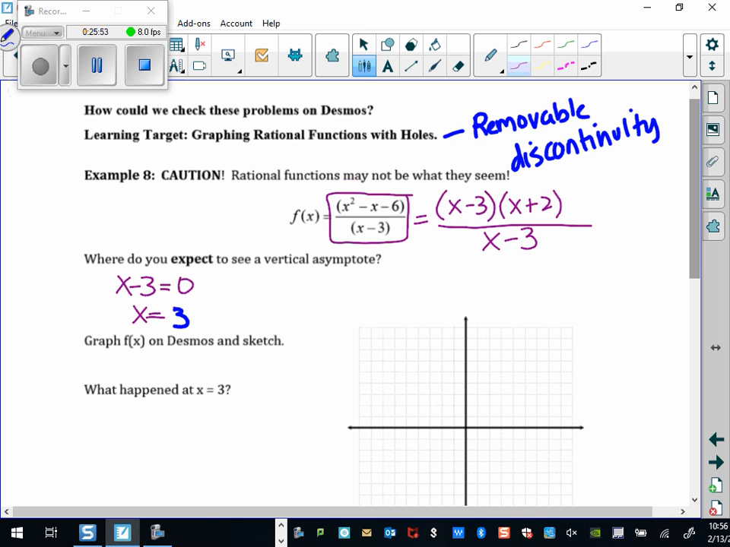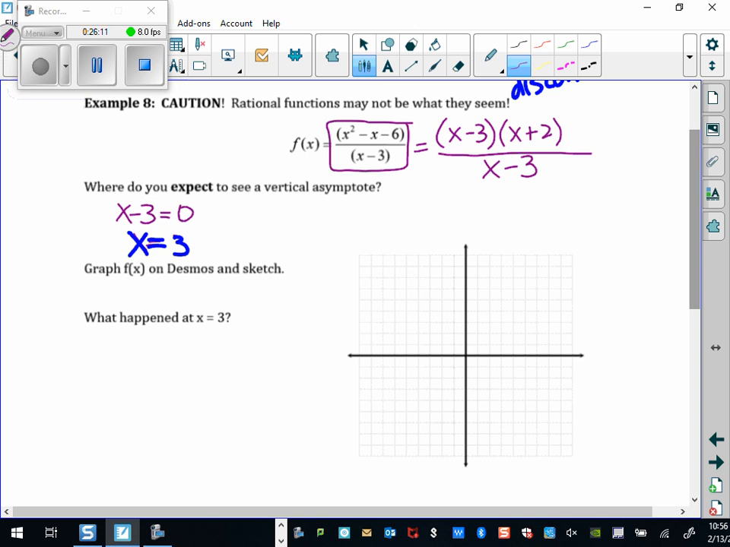So let's test that out. Go ahead and graph this. Test it out for me. It's a line, isn't it? Which is so weird. It is a line. Uh-oh. And you wouldn't expect it to be a line, would you? Because watch what happens, you guys. What's really happening is these will cancel, won't they? And you get x plus 2. Well, y equals x plus 2 is a line, isn't it?